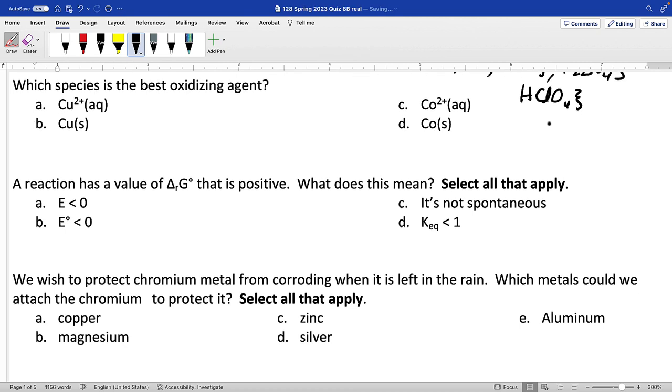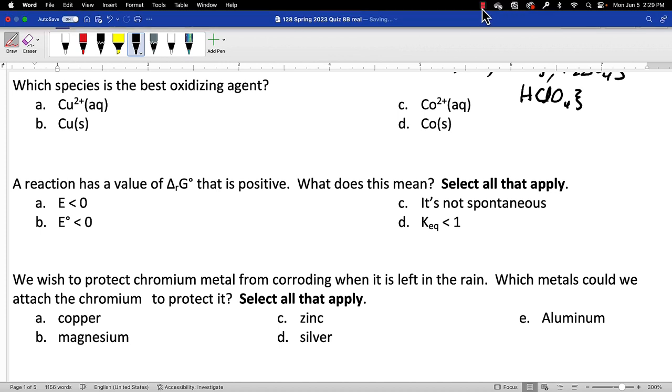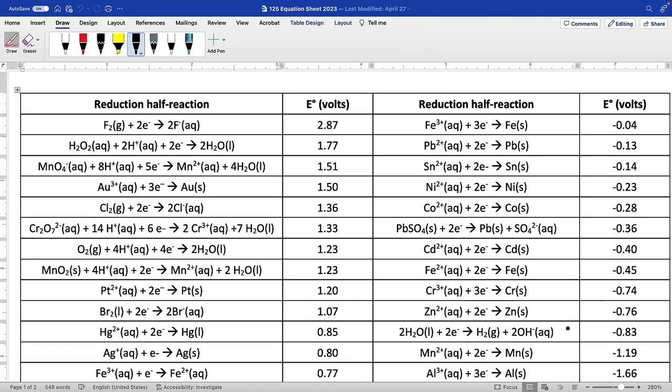Which species is the best oxidizing agent? For this question, we're going to need to look at our list of reduction potentials. The equation sheet gives us standard potentials, and that tells us which things are more easily reduced and which things are not. So if something is easily reduced, it's going to have a positive potential. And if it's easily reduced, it's good at oxidizing other things. So we were looking for a strong oxidizing agent.